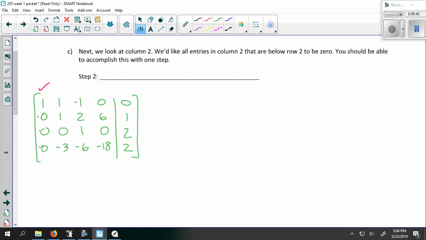Now I want all the entries in column 2 that are below row 2 to be 0. So here's row 2. I want everything underneath this 1 to be a 0. That's already a 0. I need this to be a 0. So I'm going to change row 4. My step is that I want to replace row 4 with row 4 plus a multiple of row 2. Right? It says to use row 2.